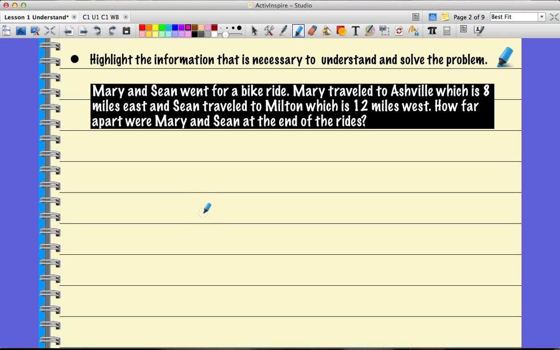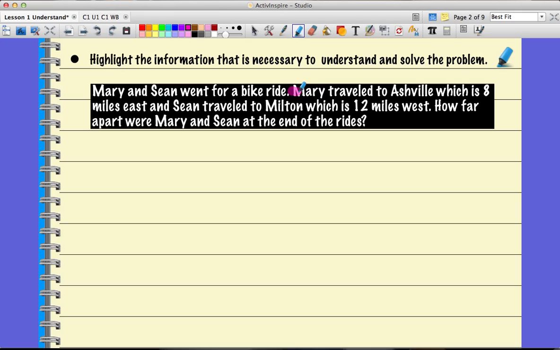So Mary and Sean went for a bike ride. Mary traveled to Asheville, which is 8 miles east, and Sean traveled to Milton, which is 12 miles west. How far apart were Mary and Sean at the end of the bike rides? Right, so first things first, is it important that Mary and Sean went for a bike ride? No, that's just setting up the problem. Is it important that Mary traveled to Asheville? In this case, not necessarily, because we're not working in social studies or geography and talking about where she was going. We're more concerned about how far she went and the direction she went.